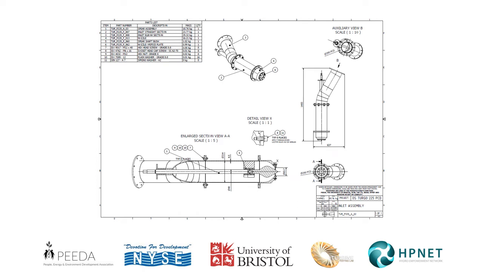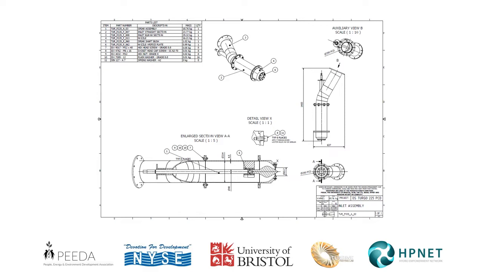Here we have the drawing of the inlet assembly. And what you'll notice in the top left is a list of parts. In the bottom right is the title block for the drawing, which has some important details.